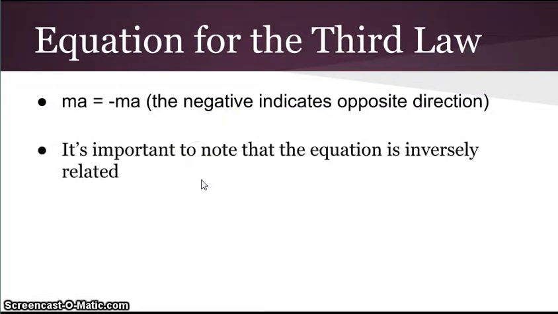It's important to note that the equation is inversely related, so if the mass of an object is greater with a small acceleration, then if an object on the other side had a small mass, it would have to have a larger acceleration in order to balance out those two forces. And again, we still have the negative because it is in the opposite direction.